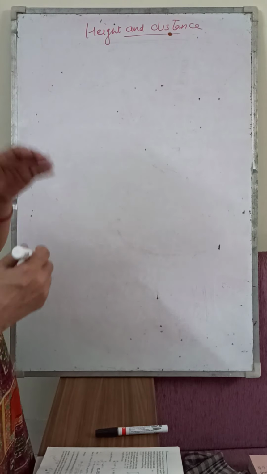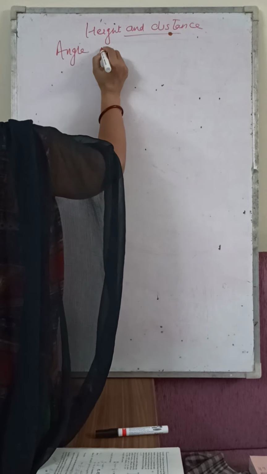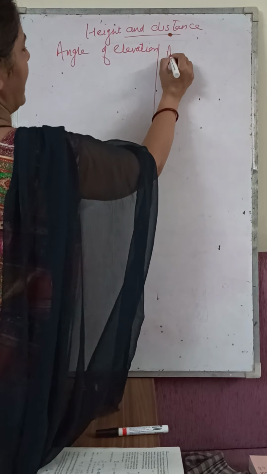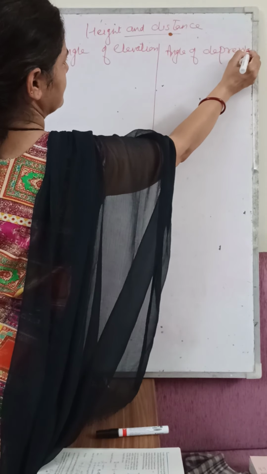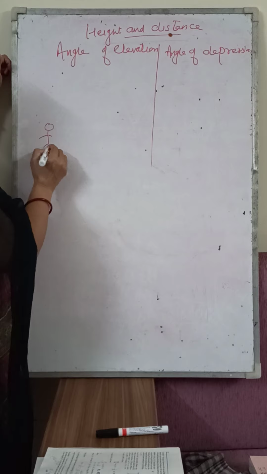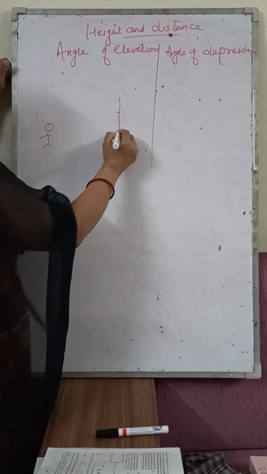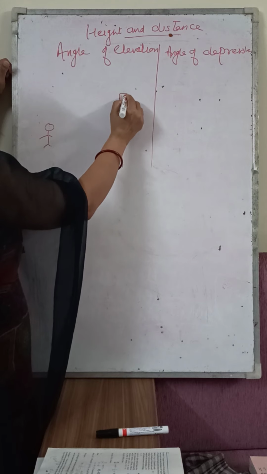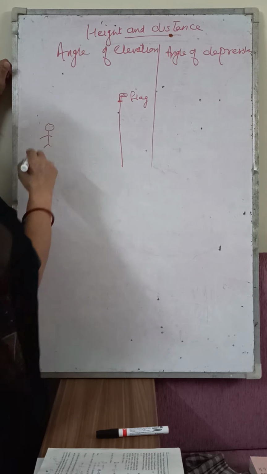Here one thing is very important to know, that is what is angle of elevation. This I told you on the first day also. Angle of elevation and angle of depression. Whenever you are standing here, suppose, you are standing here, your eyes are here, and you are watching some tower, and at the top of the tower you are looking at some flag. You are standing here, you are looking at the flag.